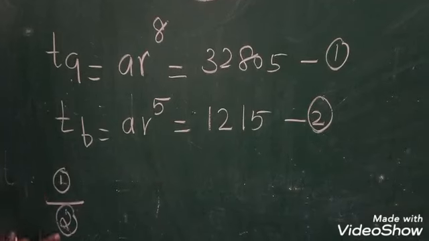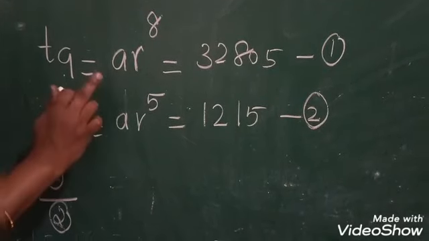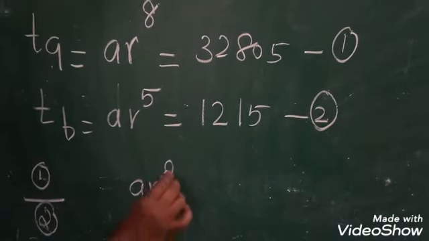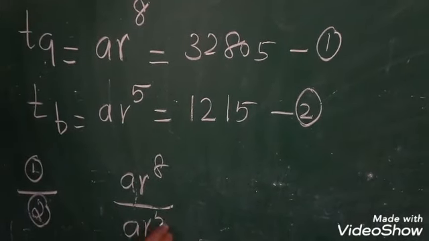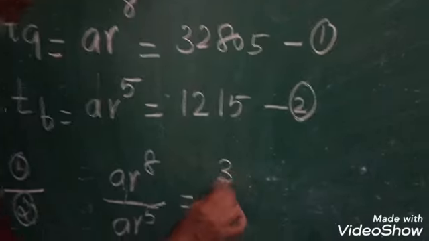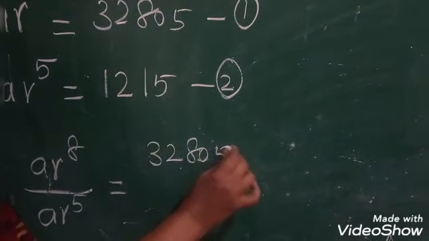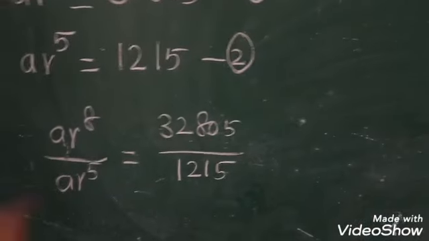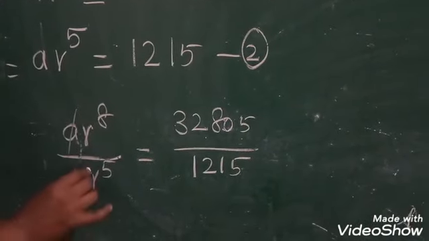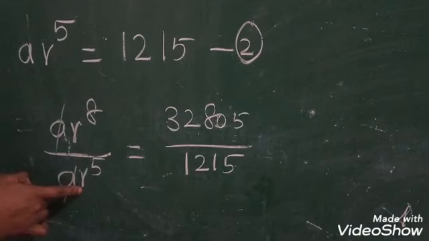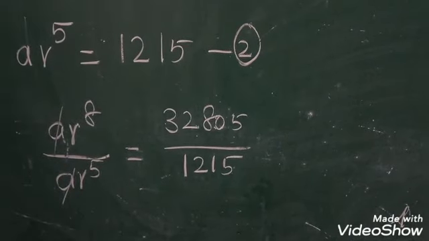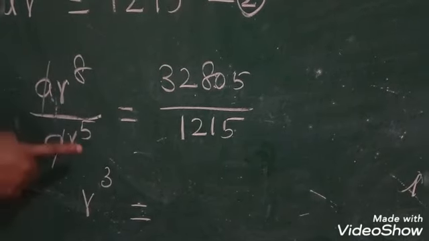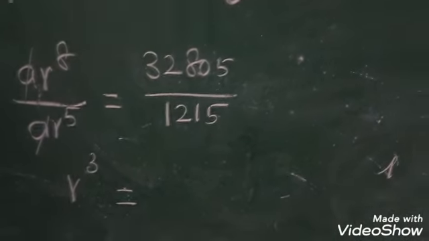Okay. First we want to find out R. First equation divided by second equation. Left hand side: A r power 8 divided by A r power 5 is equal to 32,805 divided by 1,215. Now you have to divide the left hand side. Yes, A cancels. Here the base is equal so the powers should be subtracted. So R power 3. How do you find out? 8 minus 5. Okay, R power 3 on the left.